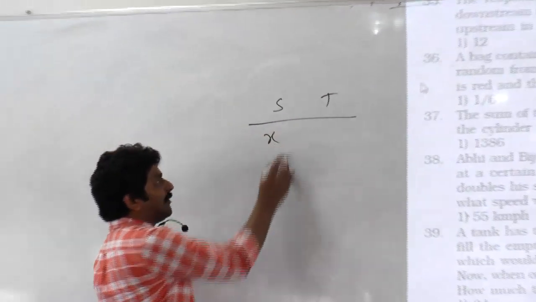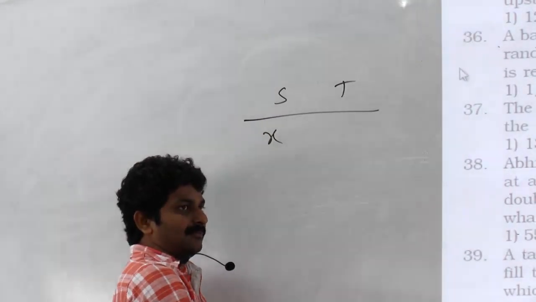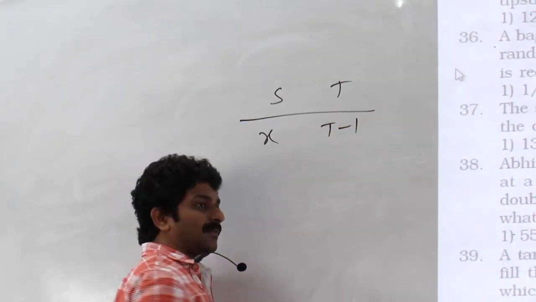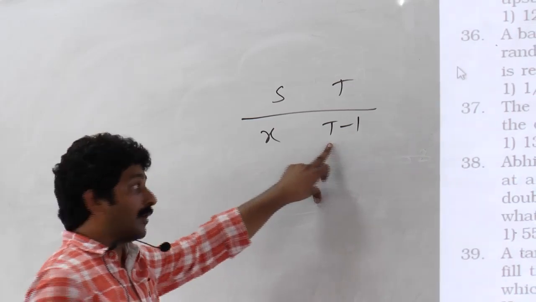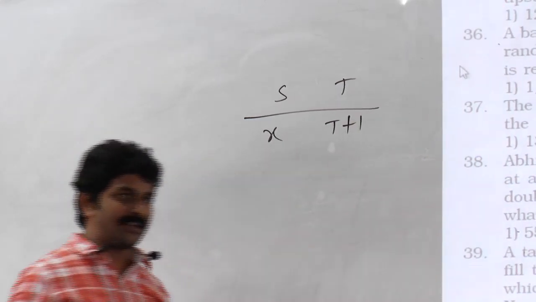Speed and then time. Moving with x kilometers per hour, he is late by 1 hour. Let's take Biju takes t hours to reach the destination. So Abhi's time is t minus 1. Now he is 1 hour late, so it is t plus 1.